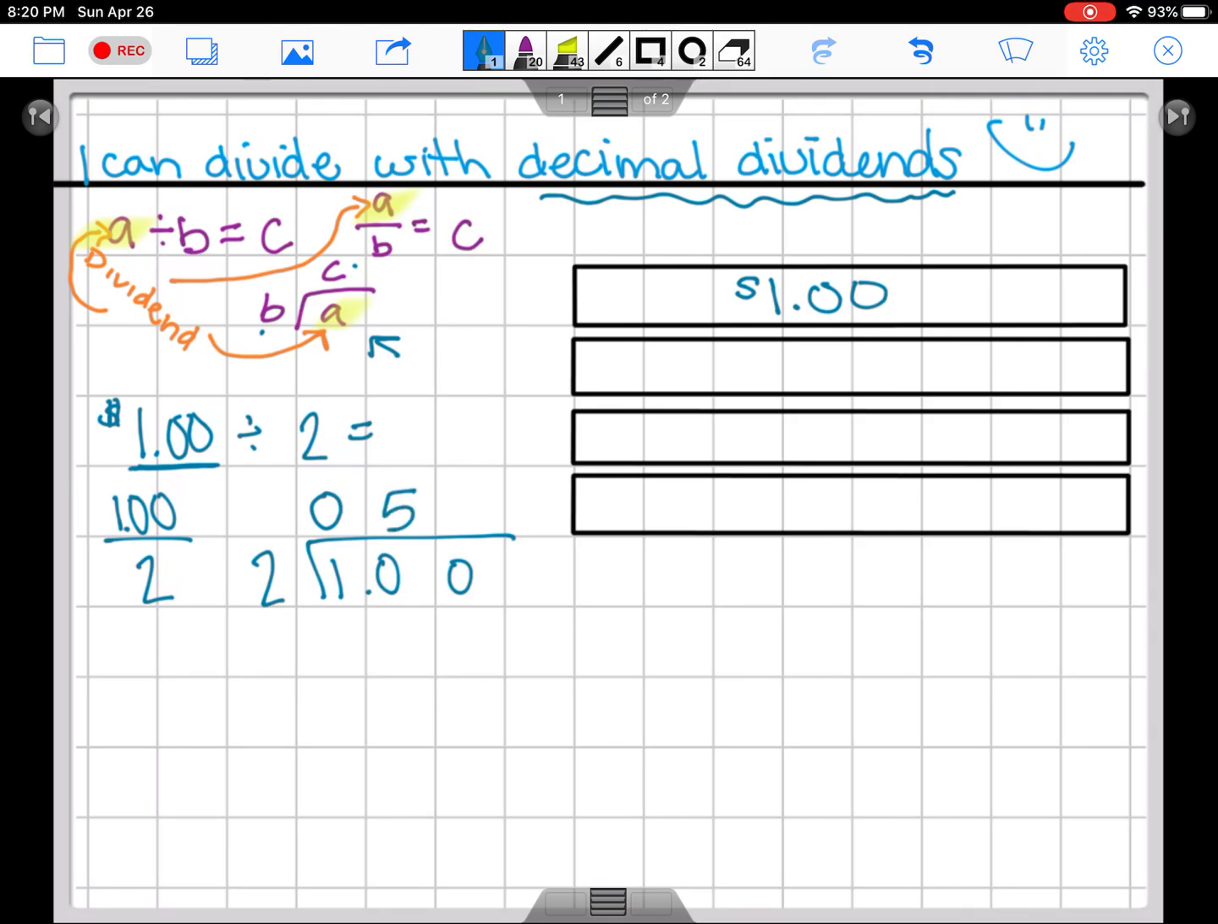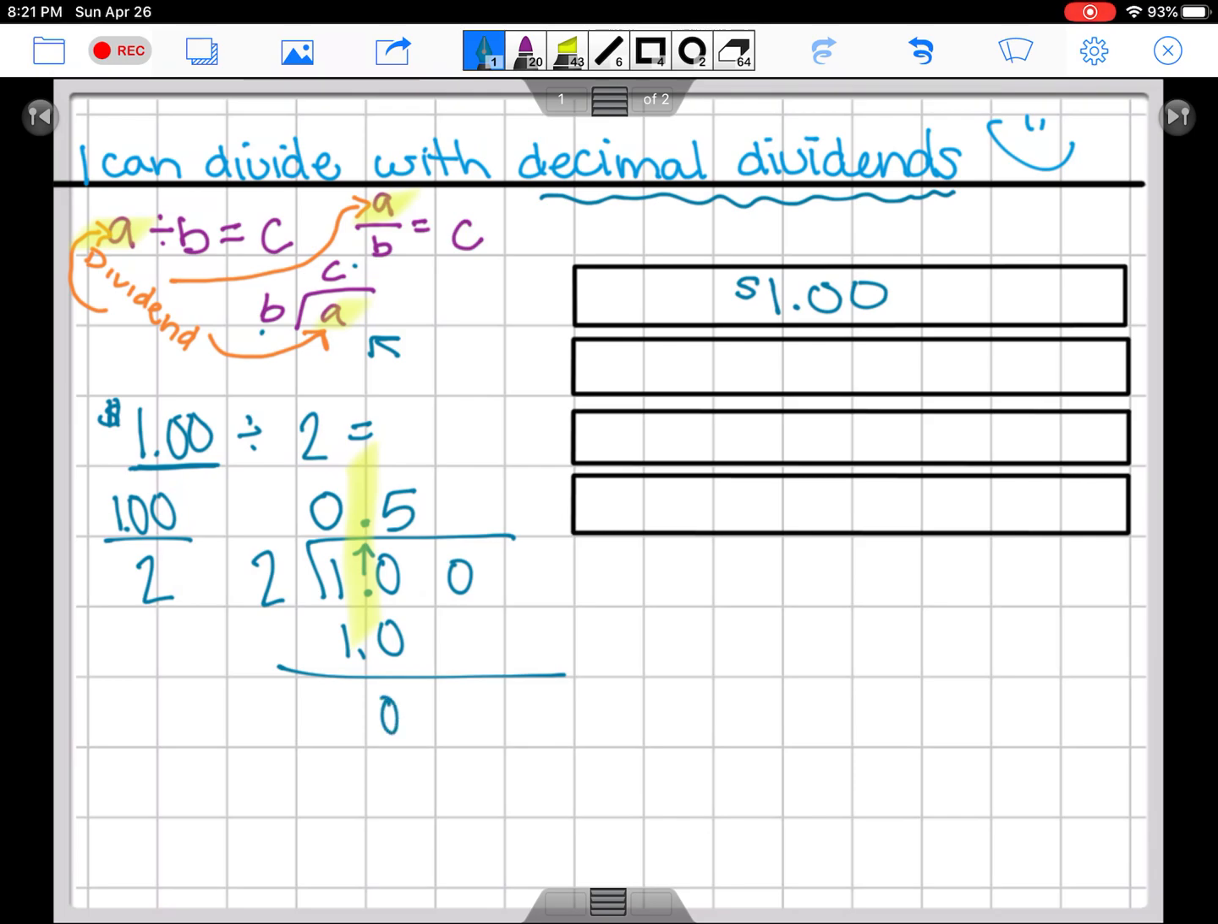2 cannot fit into 1, but it can fit into 10. How many times? 2 can fit into 10 5 times. 2 times 5 equals 10. We'll do a little subtraction. Keep in mind we're putting this decimal right there, right where it is in the dividend. That's going to be the biggest, most important thing that you do when you have decimals in your dividend, is make sure that the decimals line up here. I'm going to highlight it. That line is so important.